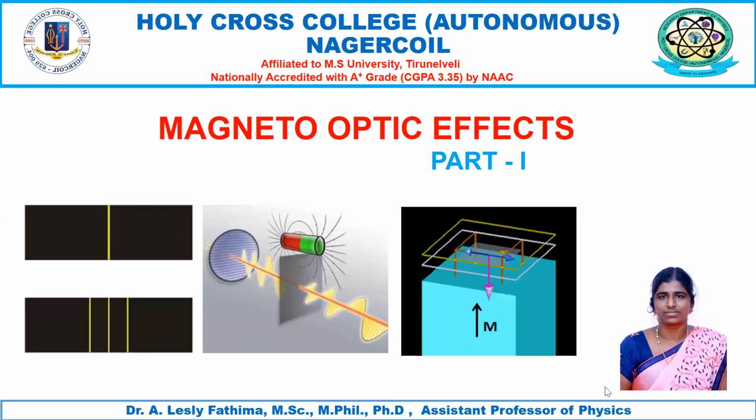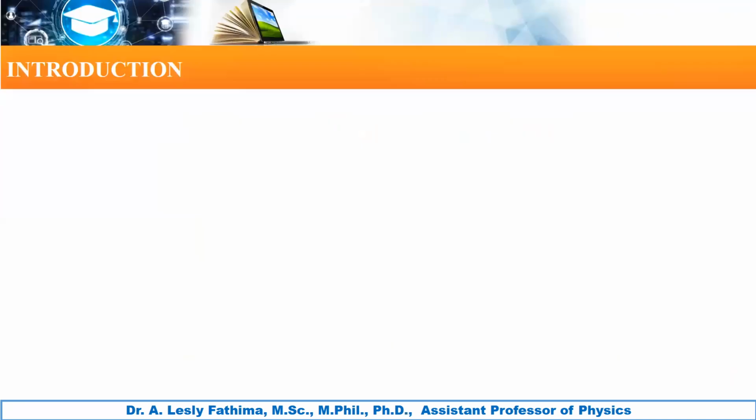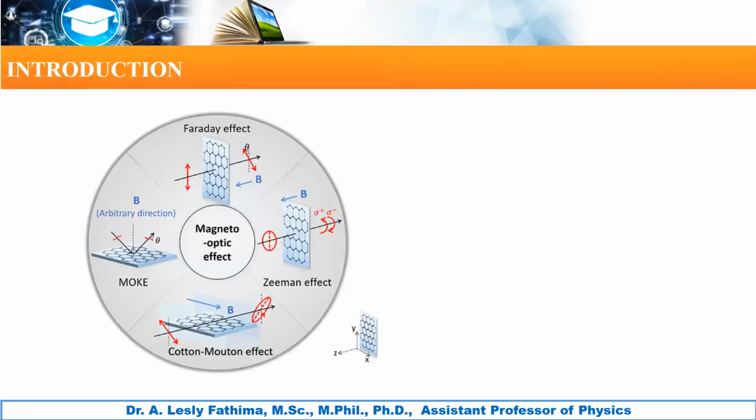Good day to all. Today we are going to see about magneto-optic effects. Under the influence of an external magnetic field, the optical properties of certain media are found to change, and these are termed magneto-optic effects.